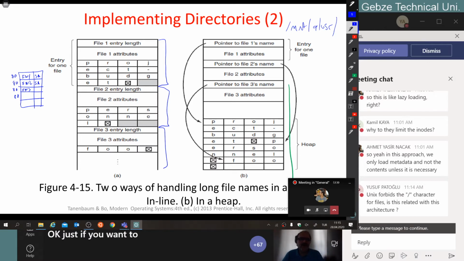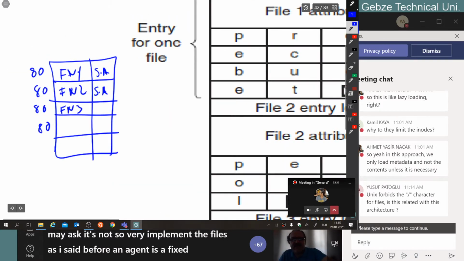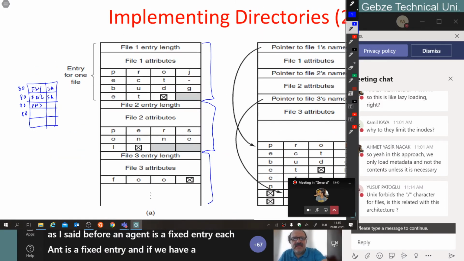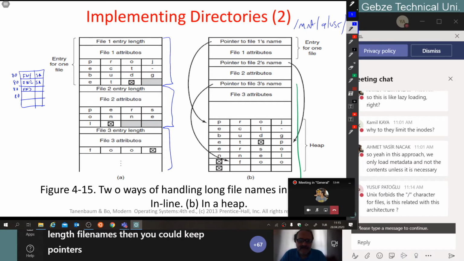Okay, just if you like to ask more questions, you may ask it. So when you implement the files, as I said before, each entry is a fixed entry. Each entry is a fixed entry. And if you have variable length file names, then you could keep pointers to some heap space on your disk. Okay, good.